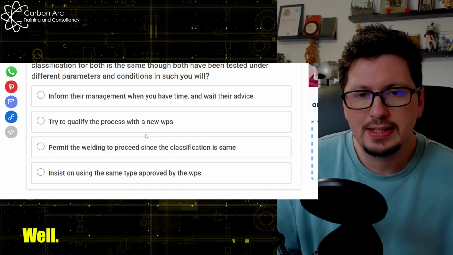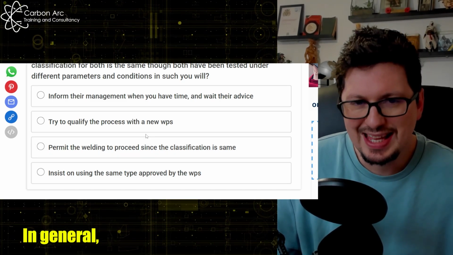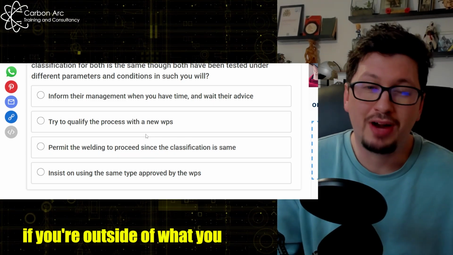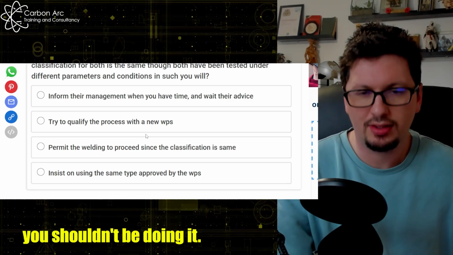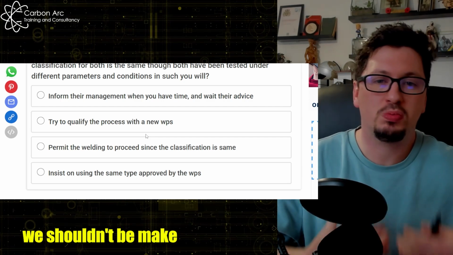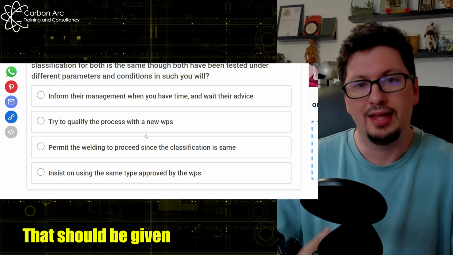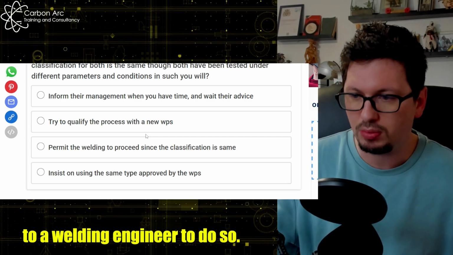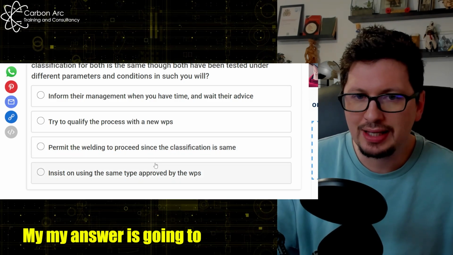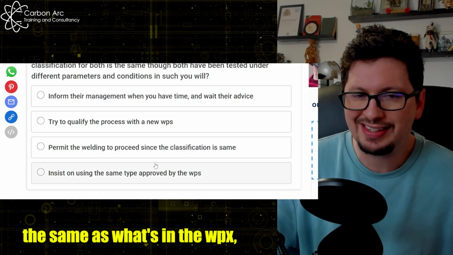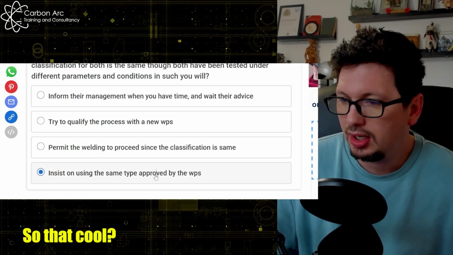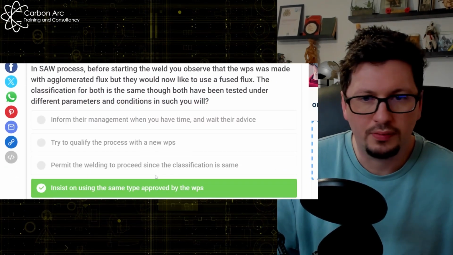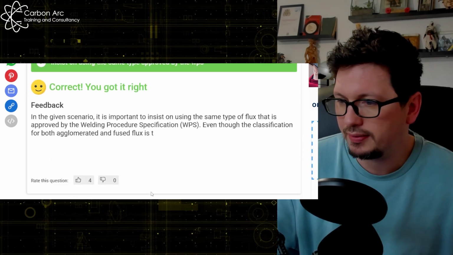Well, in general, if you're outside of what your WPS says to do, you shouldn't be doing it. Because as inspectors, we shouldn't be making that call. That should be given to a welding engineer to do. So my answer is going to be, well, if it's not the same as what's in the WPS, then the WPS needs changing. So we'll go with that. Cool. So, right, got that right.